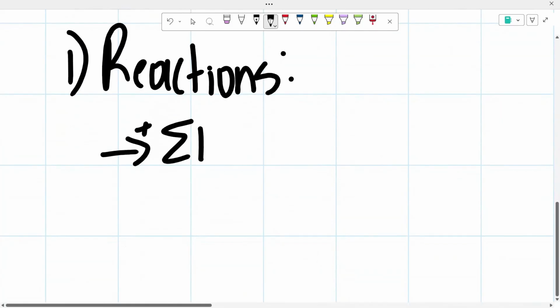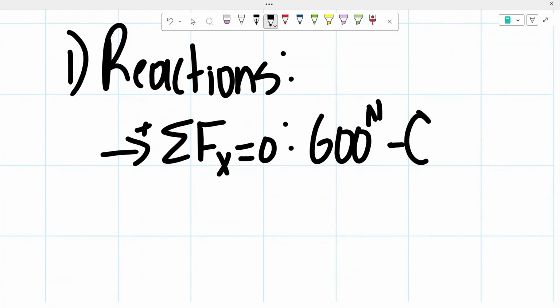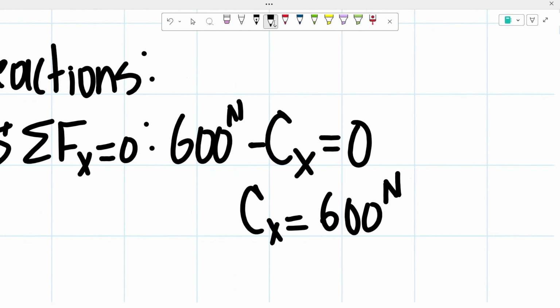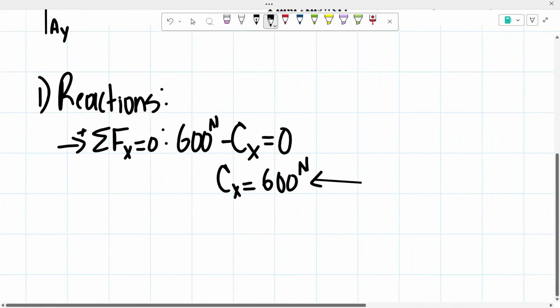We know that the sum of our forces in the x direction has to equal 0. We have positive 600 newtons going to the right, and then we assumed that our reaction is going to the left, so that would make it negative, and that has to equal 0. Meaning C of x has a value of 600 newtons as well. We ended up getting a positive number. That means we assumed correctly the direction of our reaction. So here we found one of the reactions.